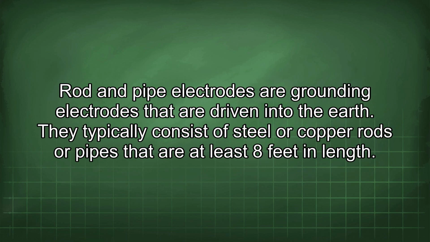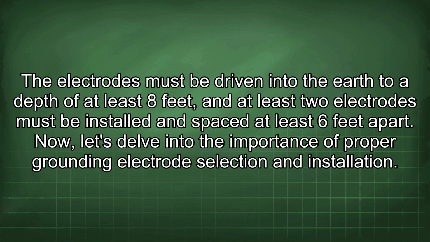Fifthly, rod and pipe electrodes. Rod and pipe electrodes are grounding electrodes that are driven into the earth. They typically consist of steel or copper rods or pipes that are at least 8 feet in length. The electrodes must be driven into the earth to a depth of at least 8 feet, and at least 2 electrodes must be installed and spaced at least 6 feet apart.